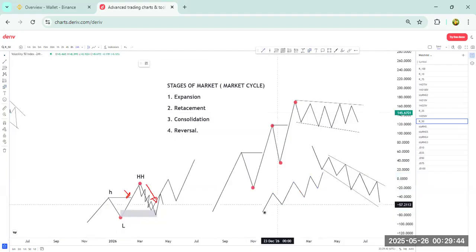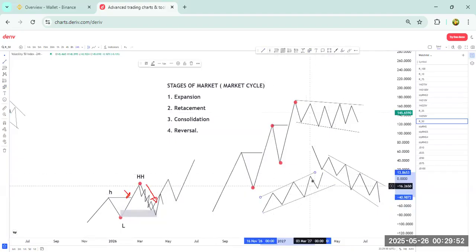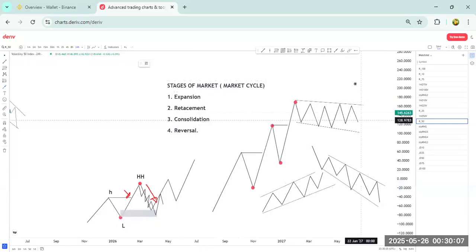So what I need you to get is that from an expansion, we can go to consolidation, right? So this is an upward sloping channel. From an expansion, we can go to consolidation. So here we had an expansion, we entered the consolidation. We'll look at the chart example. All right. And then from consolidation, you can go to another expansion or a reversal, right? Or a reversal.